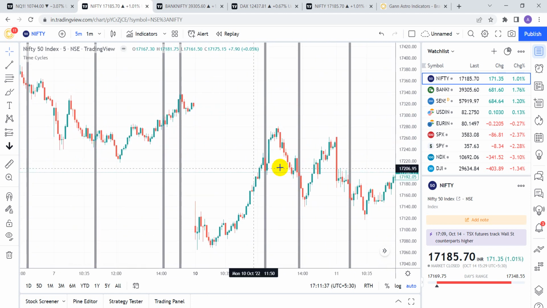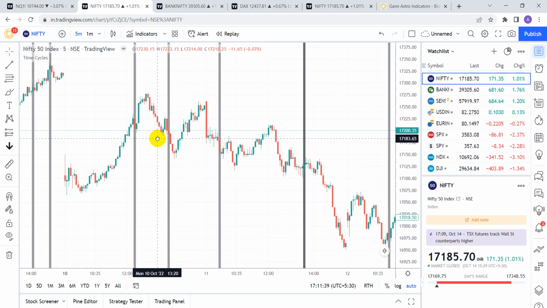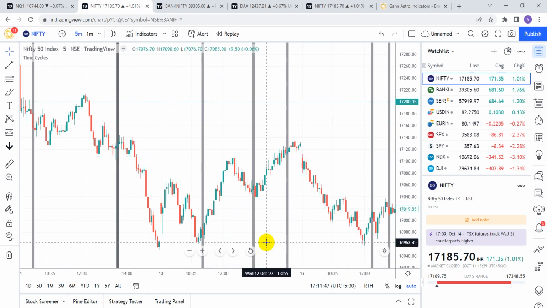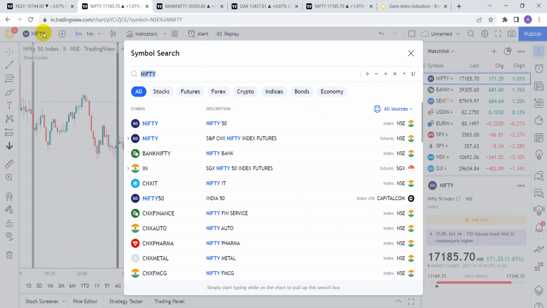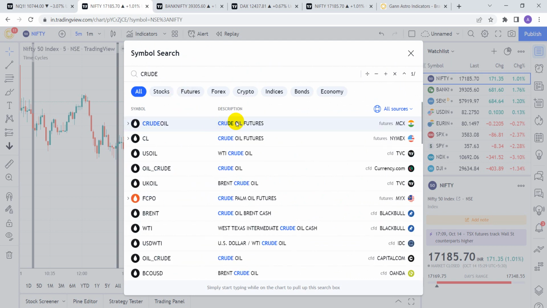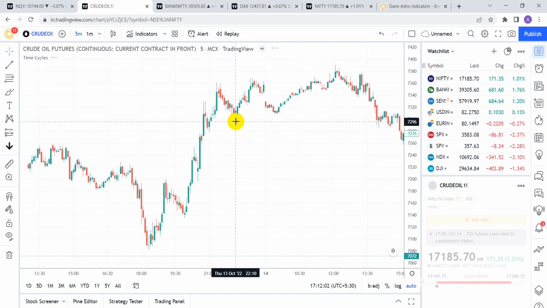Again, some trades will get stopped out. Like here, it got stopped out, but the short side of the trade went up and hit the targets. So a very simple indicator, and it can be applied on any kind of instrument. Let's take an example of a commodity. I'll take crude oil futures in MCX.